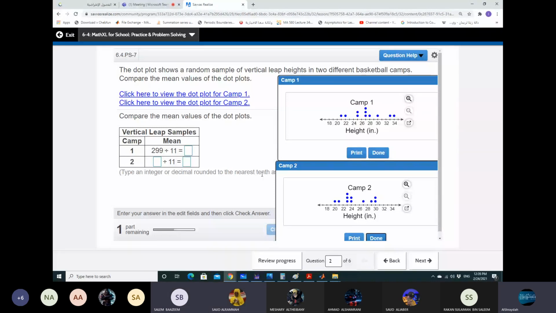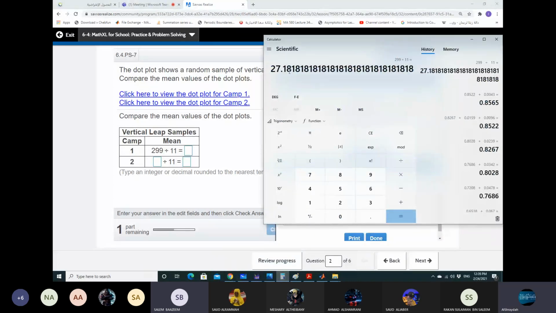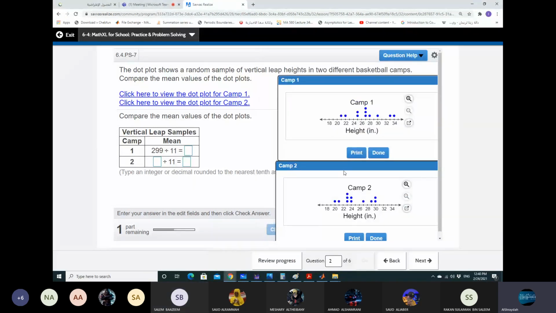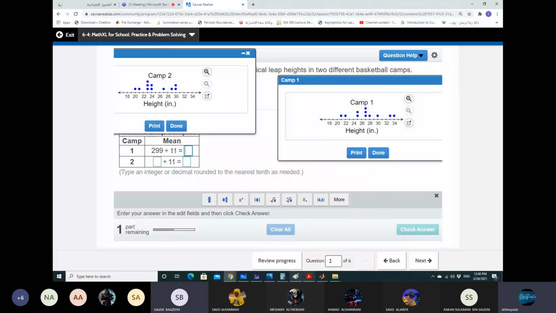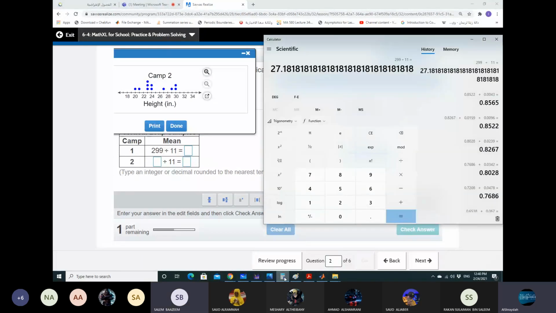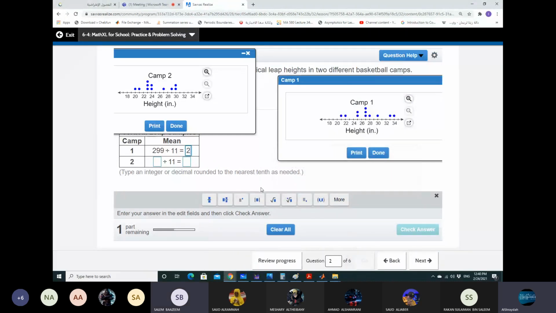Okay, thank you. And then for the second camp, first we have 27.18 repeating. It is needed from you, a question from you, to round it to the nearest 10th. So it's 27 point what? Point 2, I think. Point 2, yes.